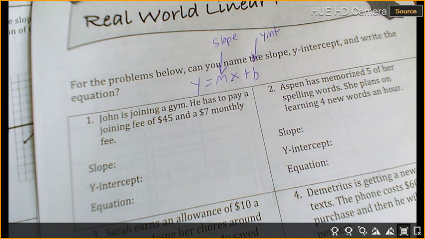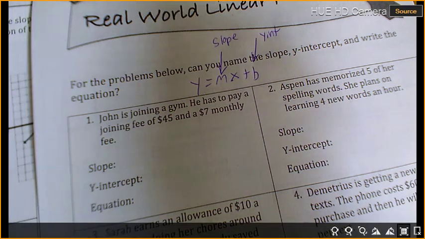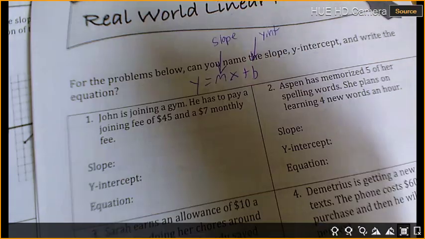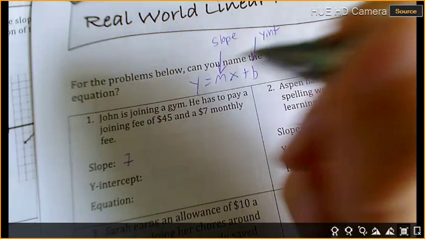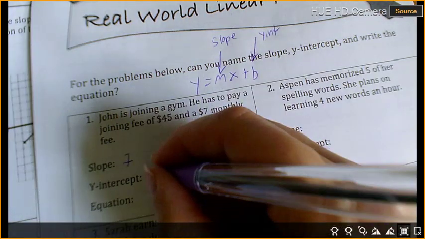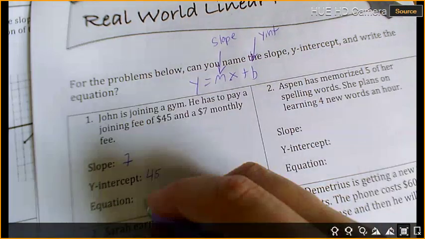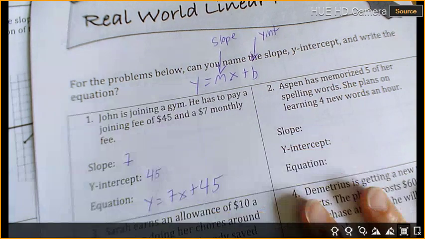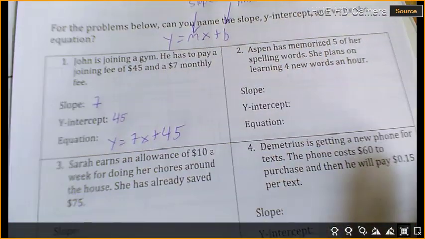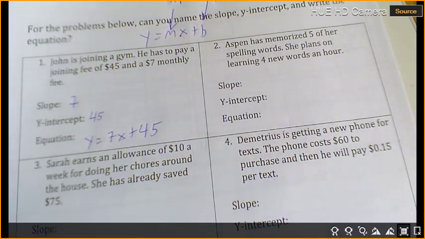John is joining a gym. He has to pay a joining fee of $45 and a $7 monthly fee. What is the slope? Which one changes? The slope is 7 and the y-intercept is? So how do I write this? We're pretty good at this.